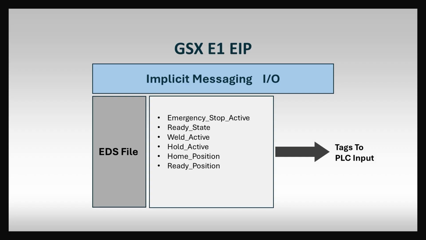Ready position indicates the horn is positioned close to the part at its ready position. PB release indicates the start switches can be opened during the weld cycle. General alarm indicates the GSX is in an alarm state. Active recipe number displays the current recipe as an integer.